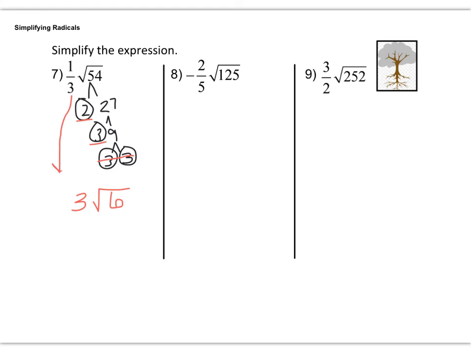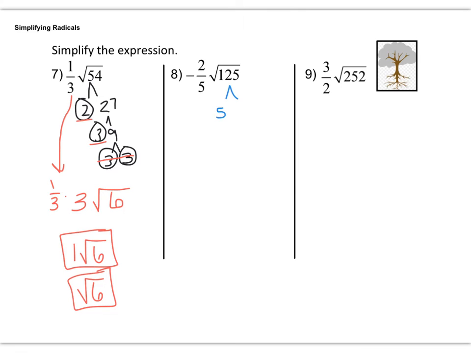And then I have the 1/3 out in front. And don't panic, if it's a fraction, it's just a number. 1/3 times 3 is 1, and radical 6. If you want to be a lazy mathematician, you can just write radical 6, because 1 times radical 6 is still just radical 6.